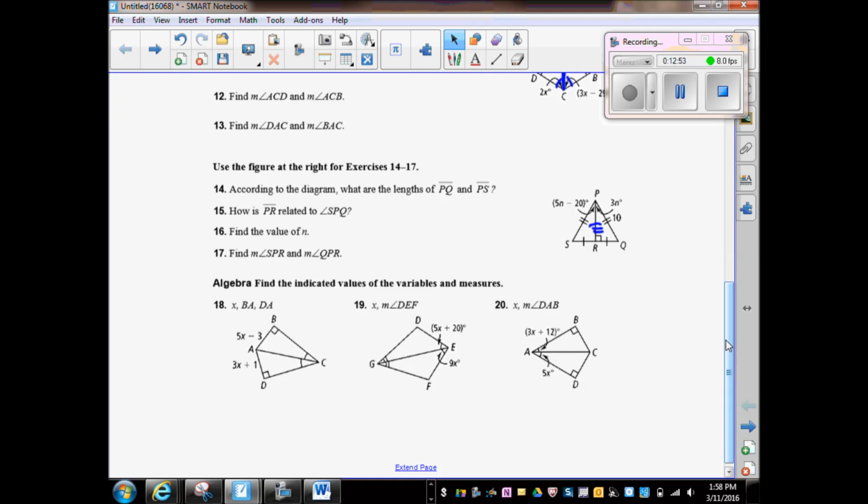Alright, number 16, Michelle. Number 17, Caitlin. 30. Good, they are both 30. Number 18, Natalie. BA equals 7. DA equals 7. X equals 2. Good, X is 2, giving that our sides that they asked for are both 7. Alright, number 19, Chelsea. X equals 5 and BEF equals 90. Good. The angle is 90 degrees and X equals 5. Number 20, Liam. X equals 6, BA equals 6. Very good. Alright, questions on the front side?